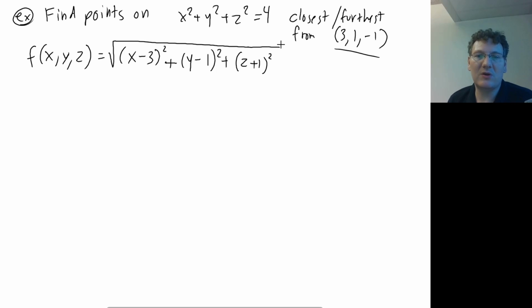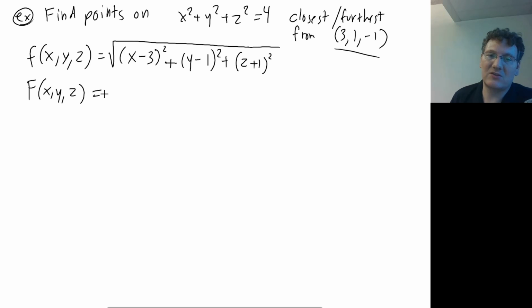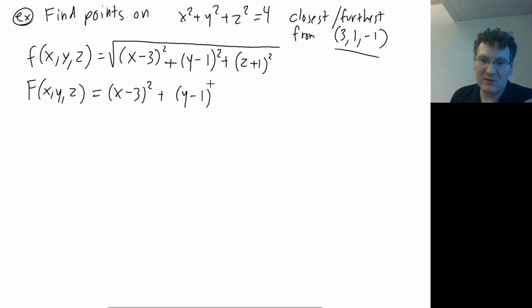The thing that you can use, though, is a fact that we can look at f of x, y, z, just the square of this: (x minus 3) squared plus (y minus 1) squared plus (z plus 1) squared. Because when the distance is maximized or minimized, the square of the distance is going to be maximized or minimized. So we can get rid of that square root, and we can still look for points that maximize or minimize this other function. It'll still be the same points. It'll just be easier to take derivatives and such.